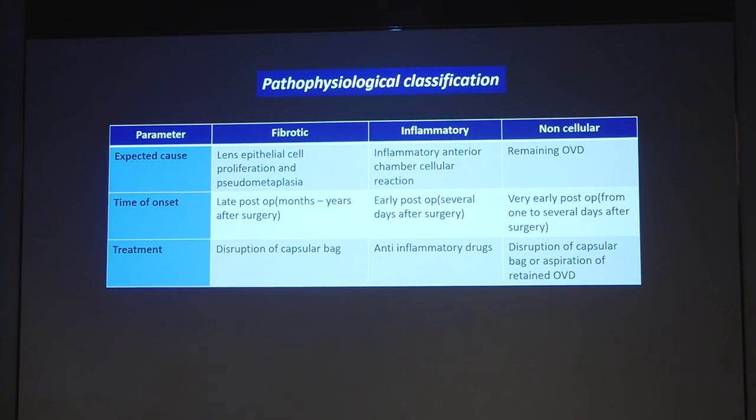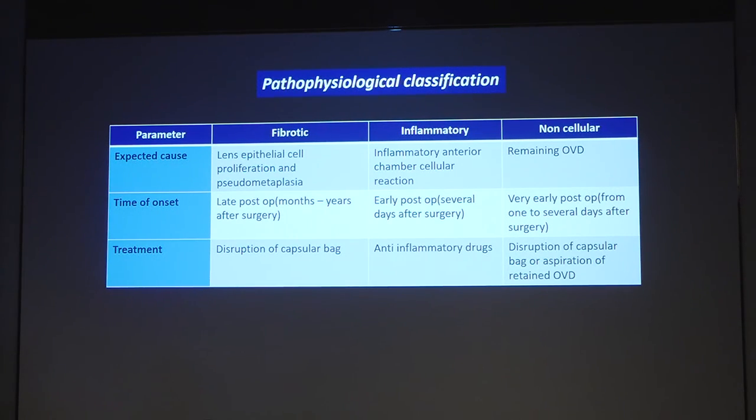Depending upon the material which accumulates, it could be fibrotic, inflammatory or non-cellular. Fibrotic usually occurs because of lens epithelial cell proliferation, and the treatment for this is disruption of the capsular back. Inflammatory typically tends to occur in the early period because of the anterior chamber cellular reaction, and causes turbid fluid between the lens and the posterior capsule.